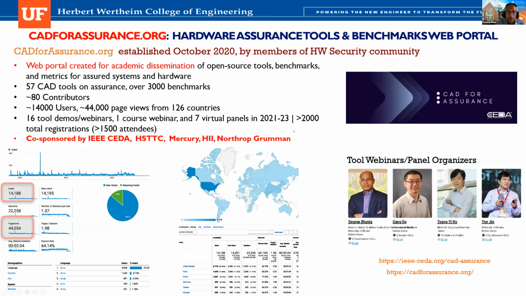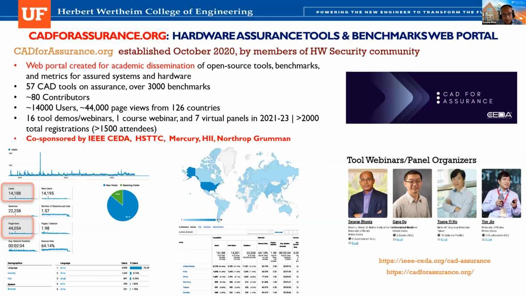I'm one of the members of this hardware security community who took the initiative several years ago, during the peak of the pandemic in October 2020, to create this CAD for Assurance initiative. It's basically an idea of creating a portal where we can collect contributions from the research community, in terms of tools, benchmarks, metrics, publications, methodologies, all those things, into one platform. We call it CAD for Assurance, dedicated to help the research community in the broader hardware and system security and assurance area. That was the goal.